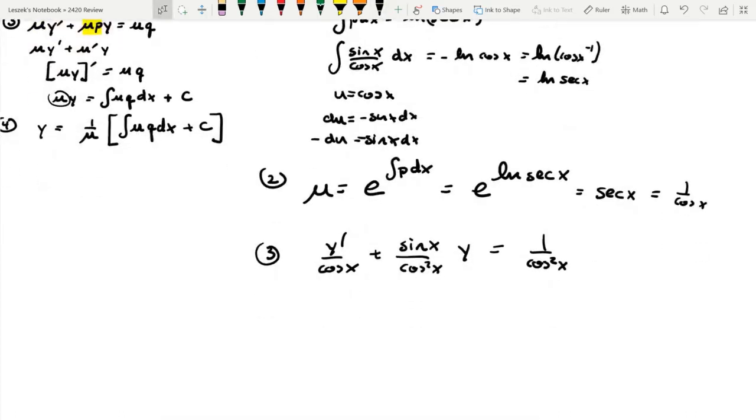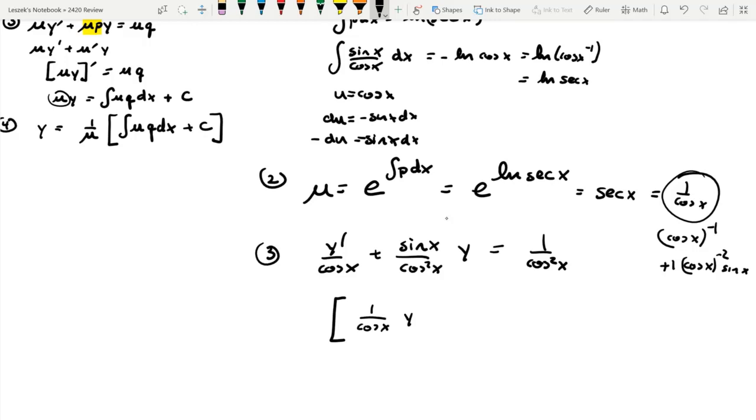All right, so you can double check that the derivative of the integrating factor is exactly sine over cosine squared, right? Just to double check. The derivative of that would be negative cosine to the negative 2, times the derivative of cosine, which is negative sine. Yeah, that's right. So this means that the left-hand side is just the result of the product rule on the integrating factor times y.